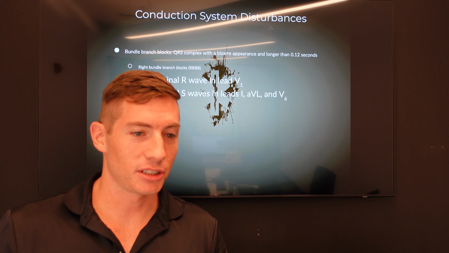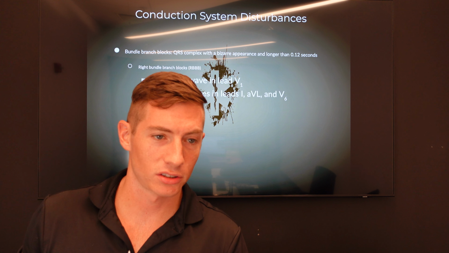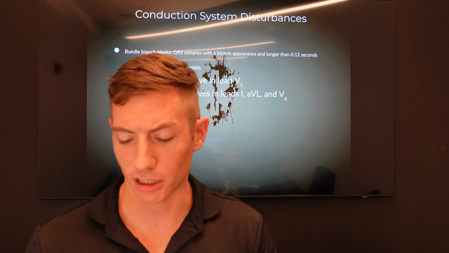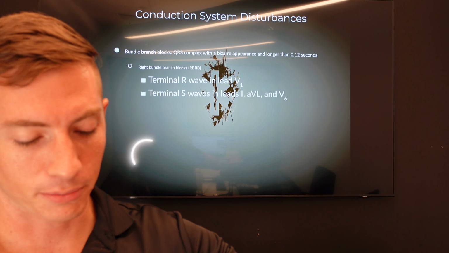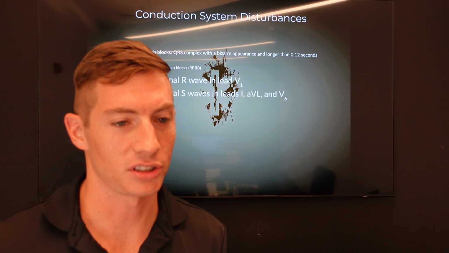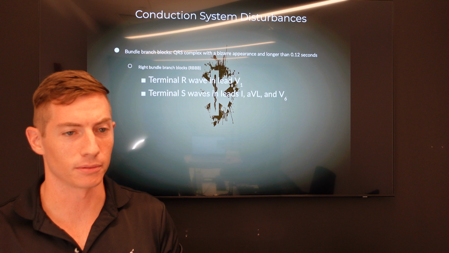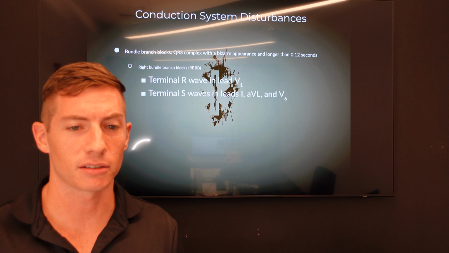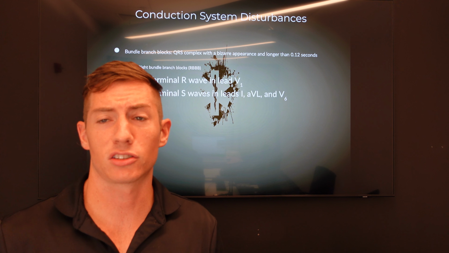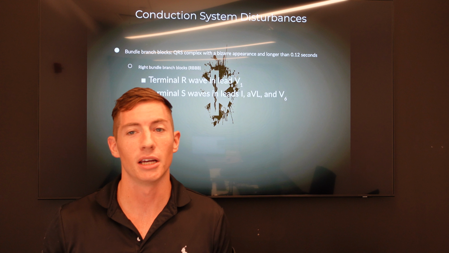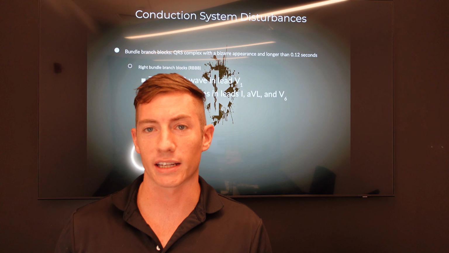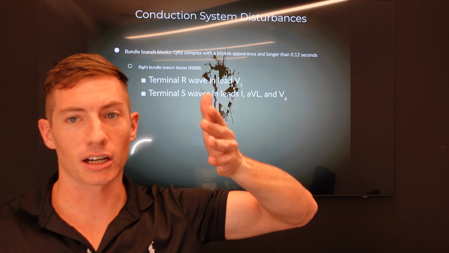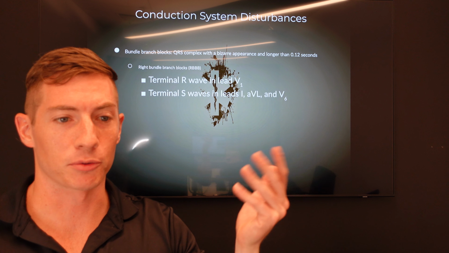Identify the conduction system disturbances, so bundle branch blocks. A QRS complex with a bizarre appearance and a duration longer than 0.12 seconds signifies some abnormality in the conduction system, right? Nice and tight, 0.11, that's our QRS. Our QRS should be not too skinny, but definitely not wide. Whenever it's too wide, that means there are abnormalities.